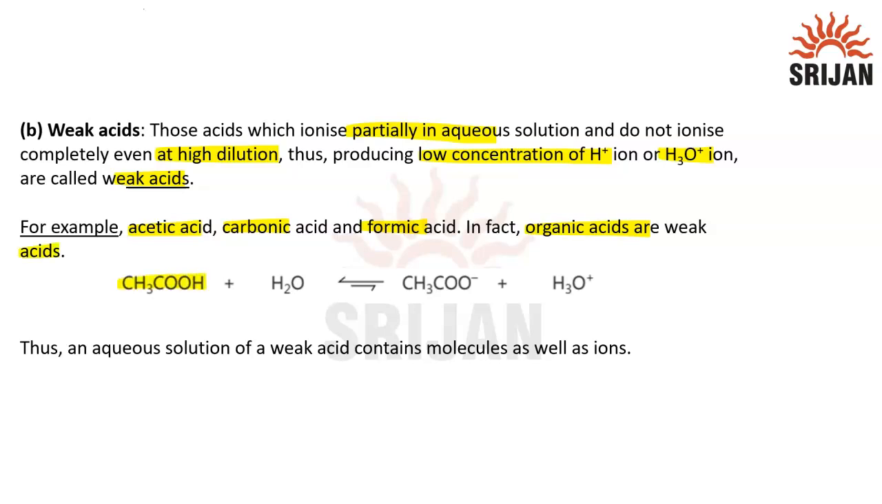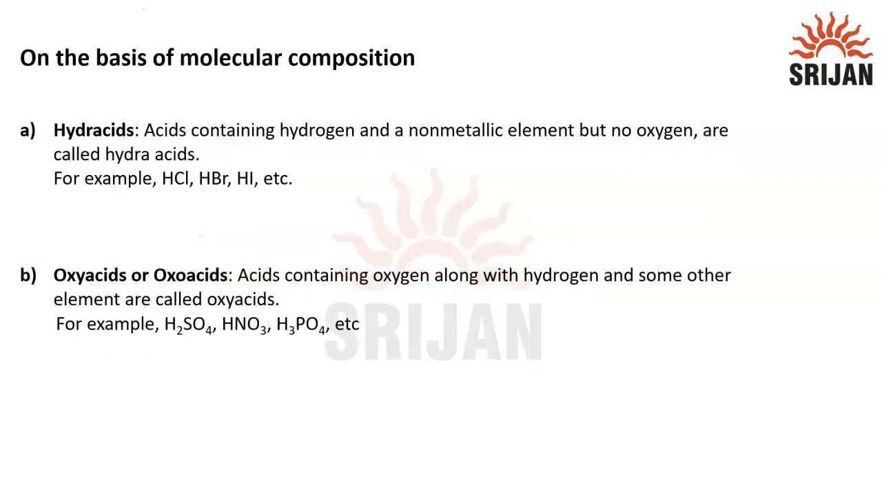So CH3COOH on addition of water produces CH3COO negative along with the H3O positive ion. But here the forward arrow is small and the reverse arrow is bigger. This small arrow suggests that the reaction is not going much in the forward direction, meaning the product is not forming a lot, whereas the reactant is more in amount. Thus, an aqueous solution of a weak acid contains molecules as well as ions.